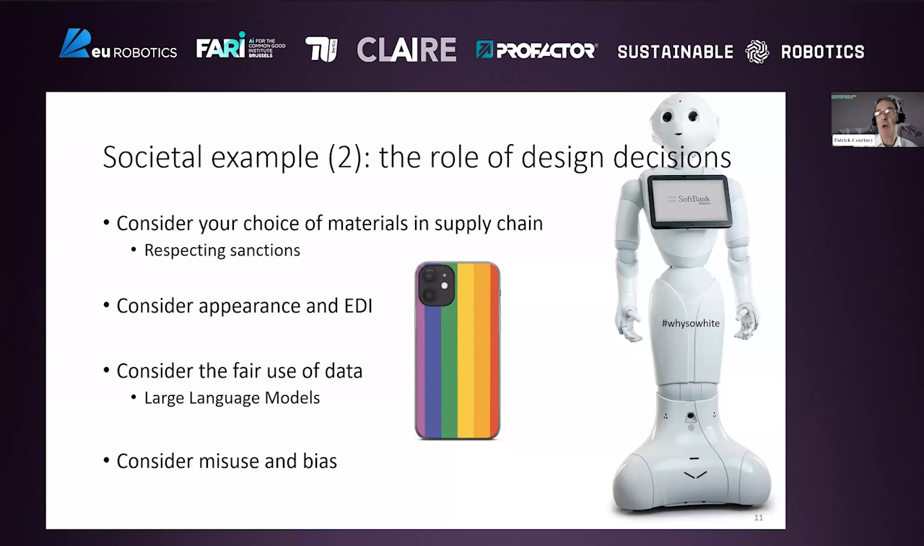We could also consider the fair use of the data. The large language models that a lot of people are talking about, ChatGPT, are often trained on data where the copyright is questionable. So is that a fair use? How do we use those? Maybe there's a next generation that would be fairer and better. And also consider the misuse and bias involved with using some of those tools and the misuse that can come out of use of a robot or a new robot type.